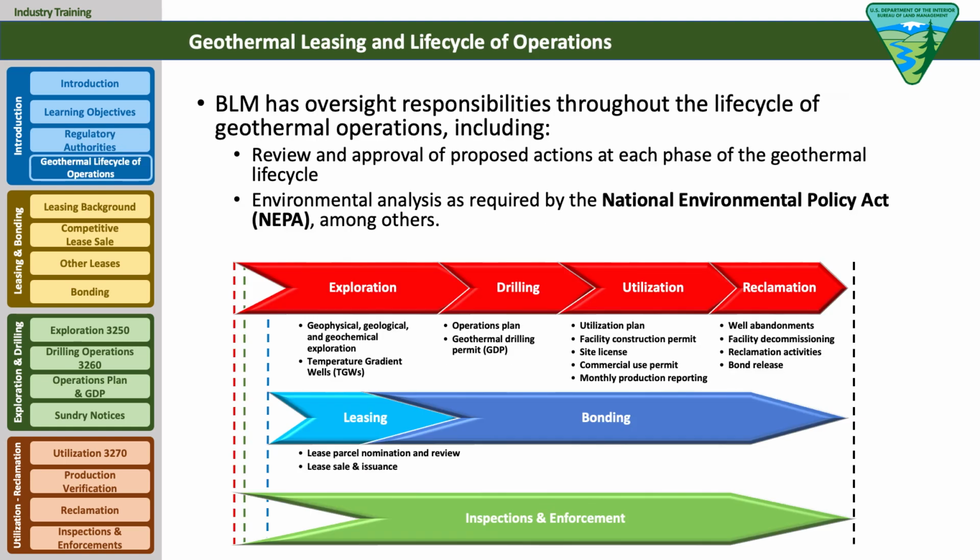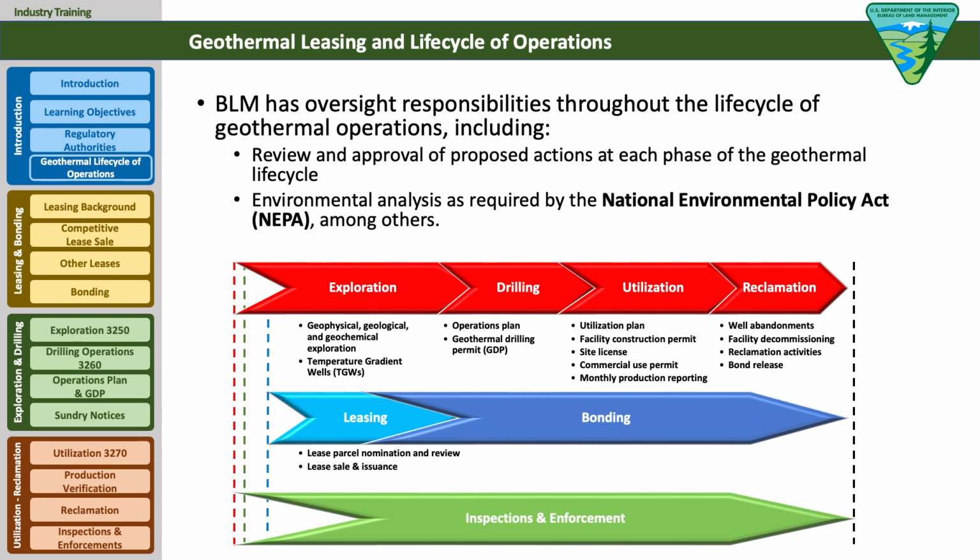For projects on U.S. federal lands, BLM has oversight responsibilities throughout each of the phases of the life cycle of geothermal operations. During each phase, operators submit proposed actions and plans for BLM review and approval. BLM review also includes environmental analysis as required by the NEPA, among others. BLM review and permitting of exploration usually happens first in the geothermal life cycle. Review and leasing of nominated parcels occurs next, prior to any resource confirmation and site development activities. Note that exploration may occur both before and after leasing, and often continues as the site develops.